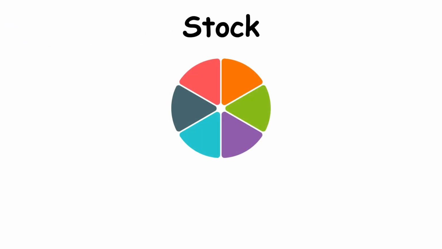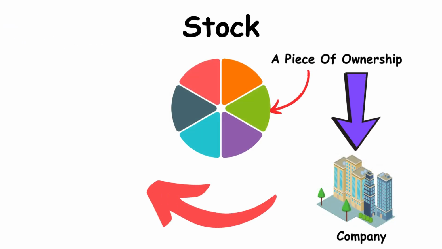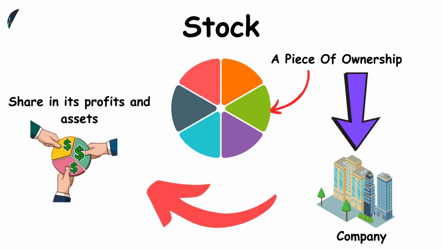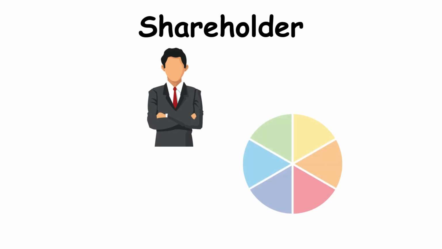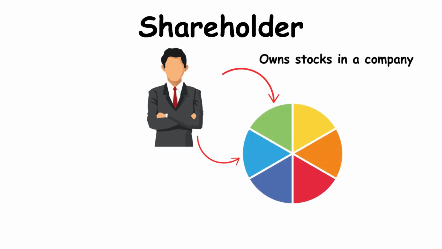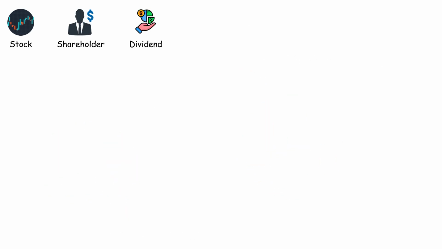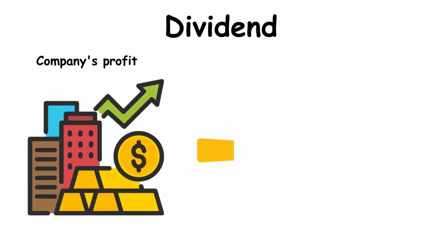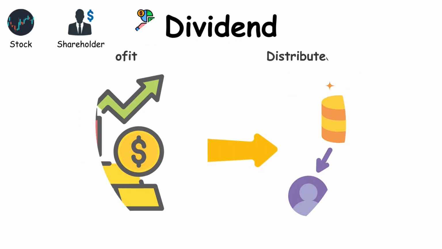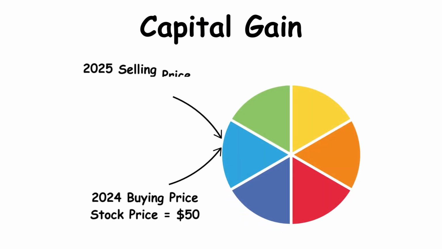Stock. A stock is a piece of ownership in a company, allowing you to share in its profits and assets. Shareholder. A shareholder owns stocks in a company, making them a partial owner. Dividend. A dividend is a company's profit distributed to its shareholders. Capital gain. A capital gain happens when you sell a stock for more than you paid for it.